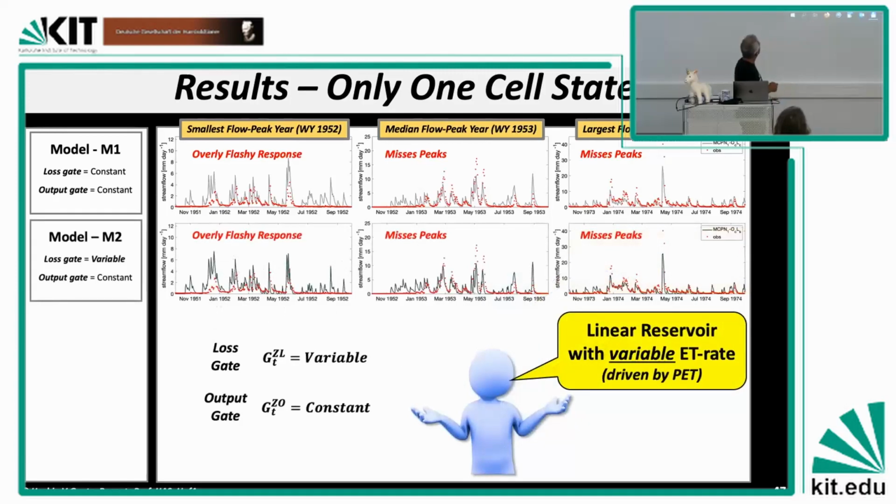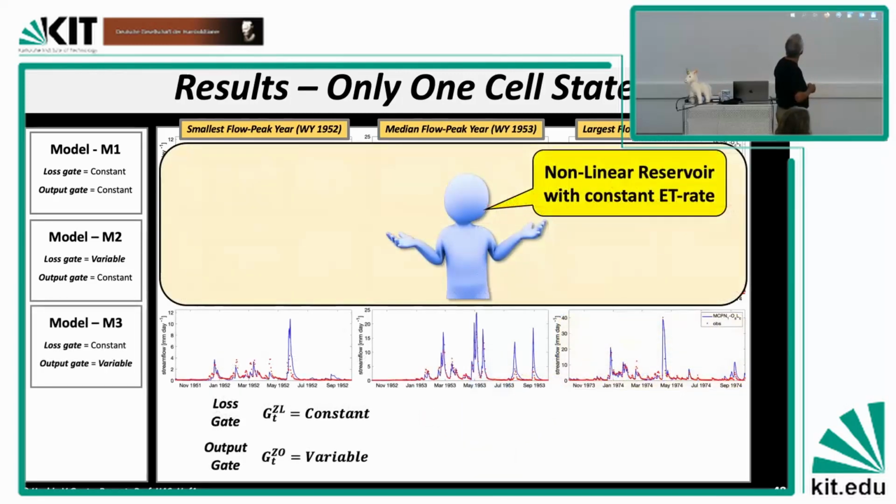I can take the loss gate, which was constant, and make it variable. So you learn an evapotranspiration response to energy, and it doesn't really improve anything very much. I can then set the evapotranspiration gate to a constant, but learn the output gate, a variable output gate, okay? And now you can see I'm starting to do really a lot better. I'm hitting this peak right up there.